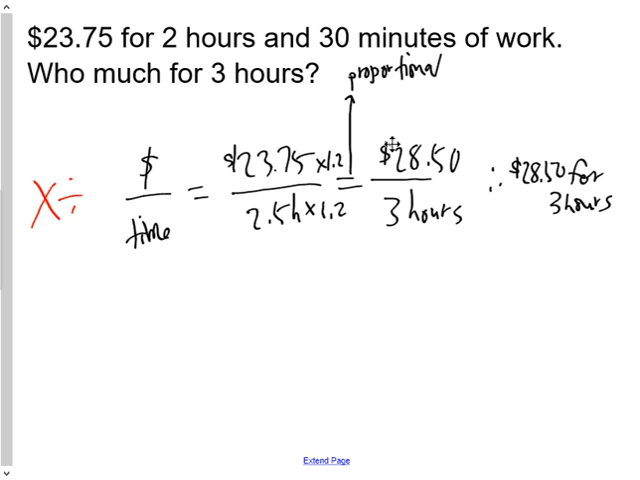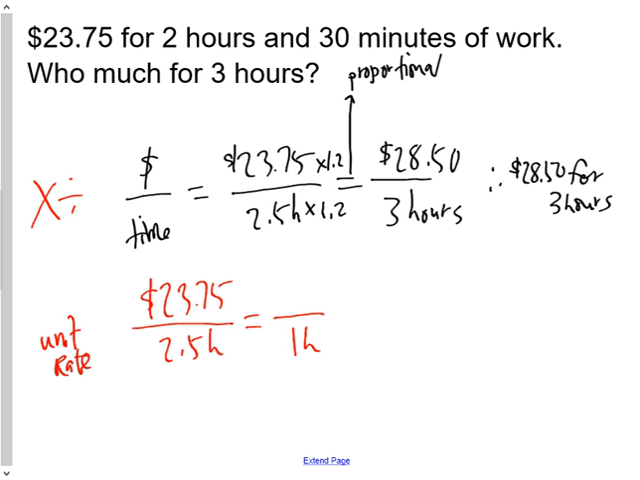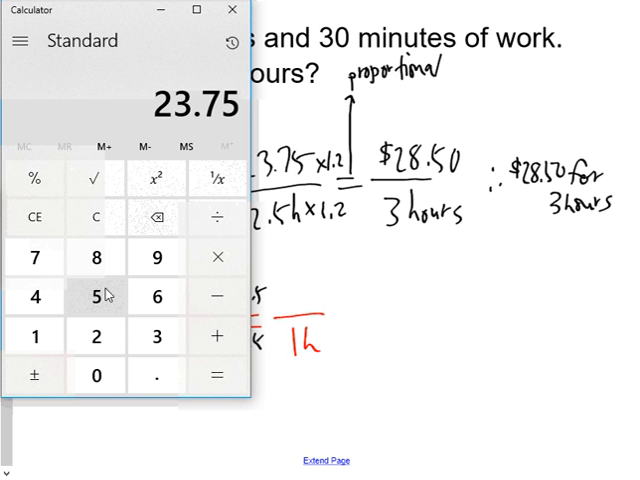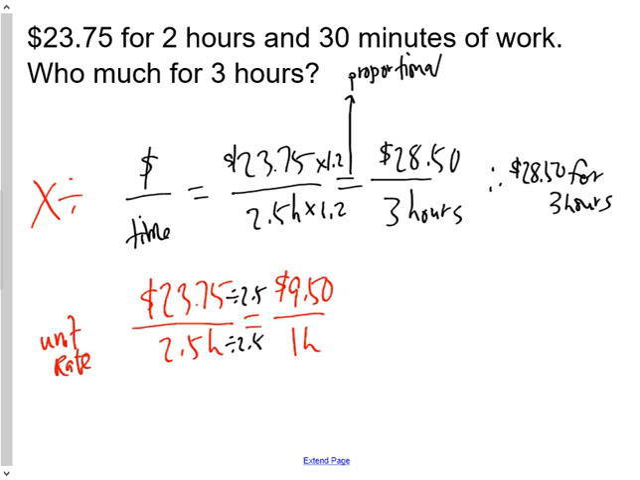Now our second method is the unit rate method. And what we're going to do for this one is we're still going to keep our $23.75 for 2.5 hours, but we're going to figure out how much it is per 1 hour. And we're going to do so very simply by dividing by 2.5, because 2.5 hours divided by 2.5 is 1, and 23.75 divided by 2.5 is 9.5, or to put that in perspective, it's $9.50 for 1 hour of work. And if that's true, then for 3 hours of work, we just simply take 9.50 and multiply it by 3, and we get the same answer we got with the first method, $28.50 for 3 hours of work.